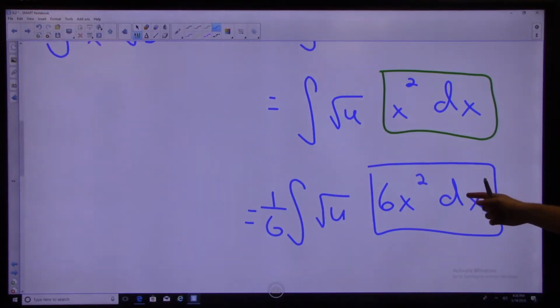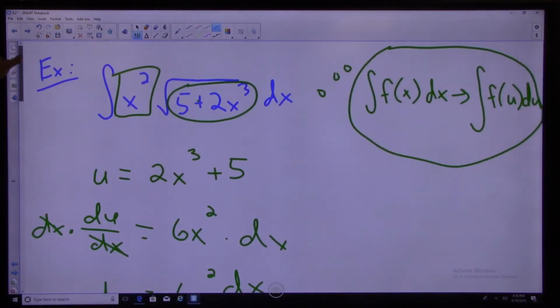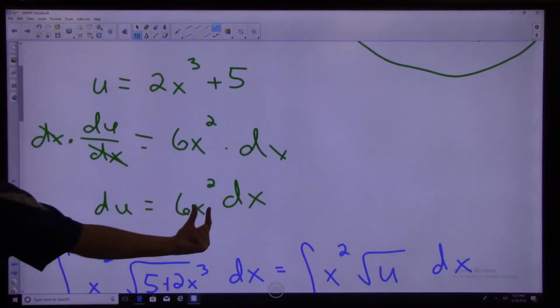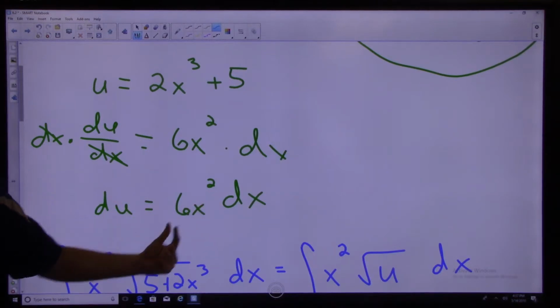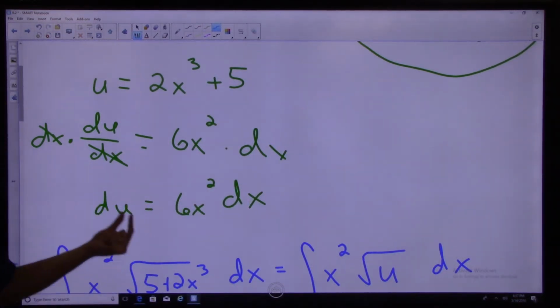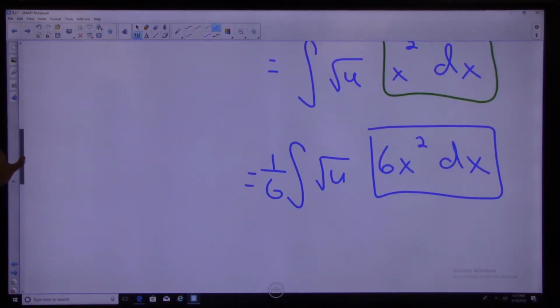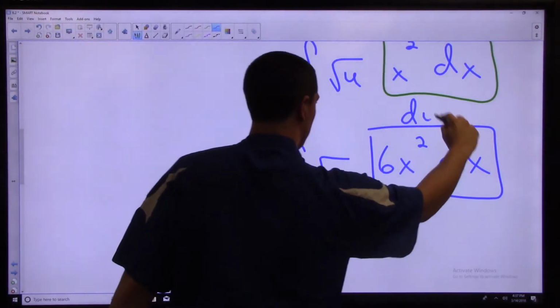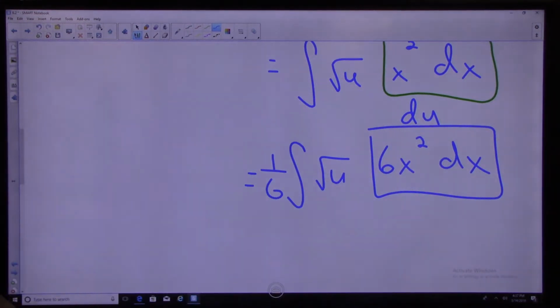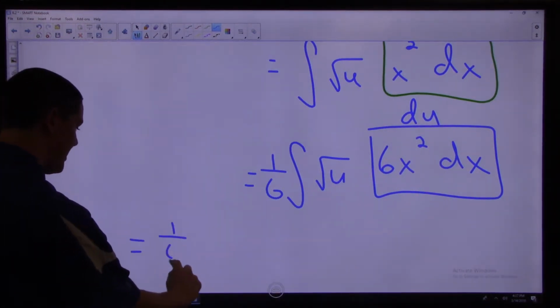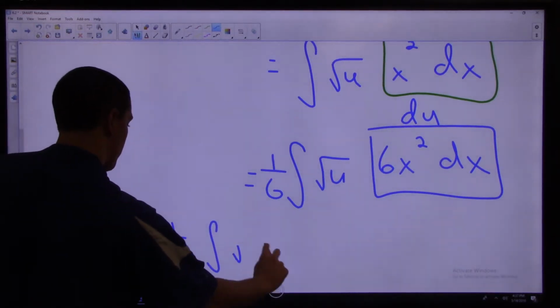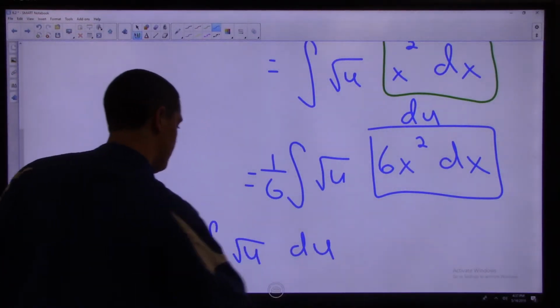So now what I can do is replace that whole thing with, hang on, my bad. Isn't du equal to that? I wanted it to look like 6x squared dx. So now I can just replace it with du. This is going to be du. All right, so let me rewrite that. It's going to be 1/6 times the integral of the square root of u du.